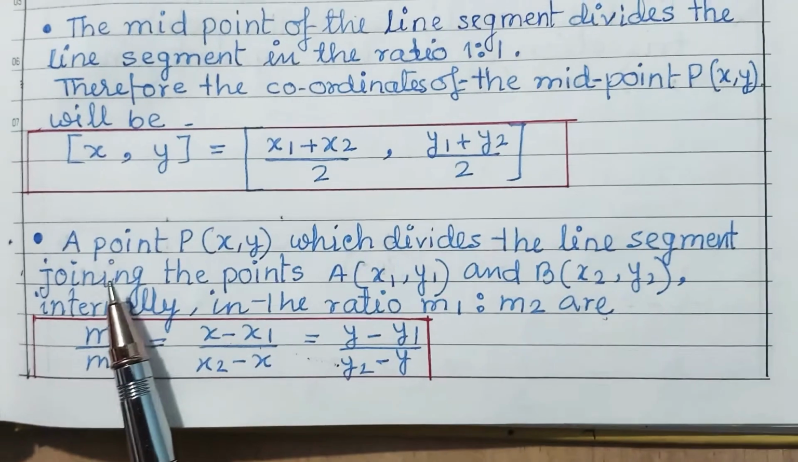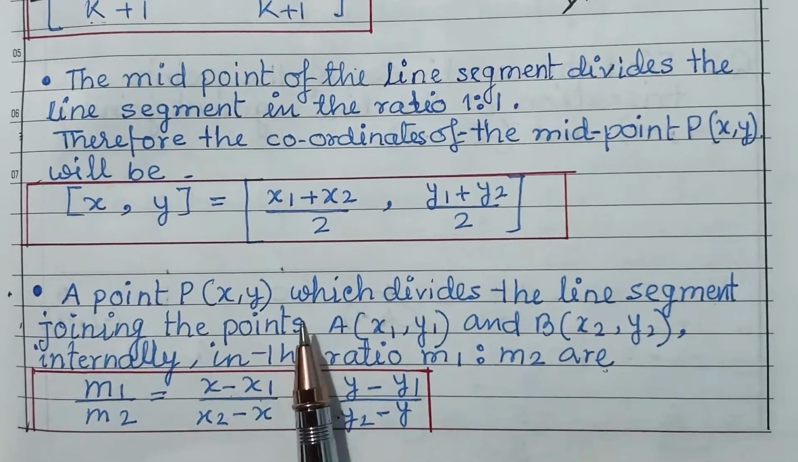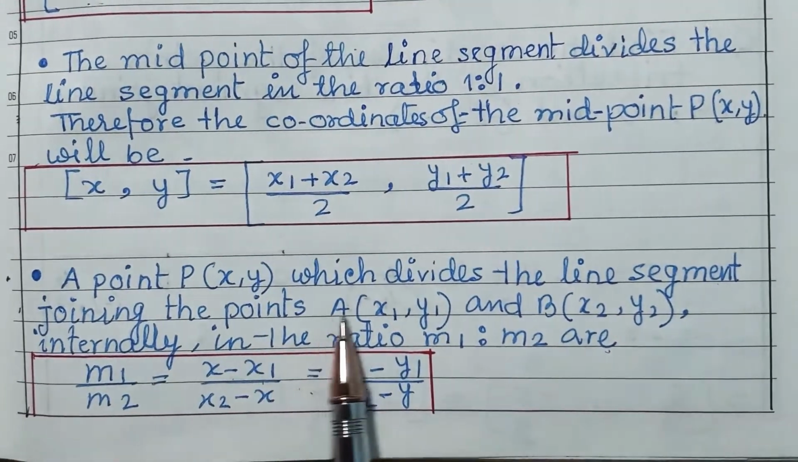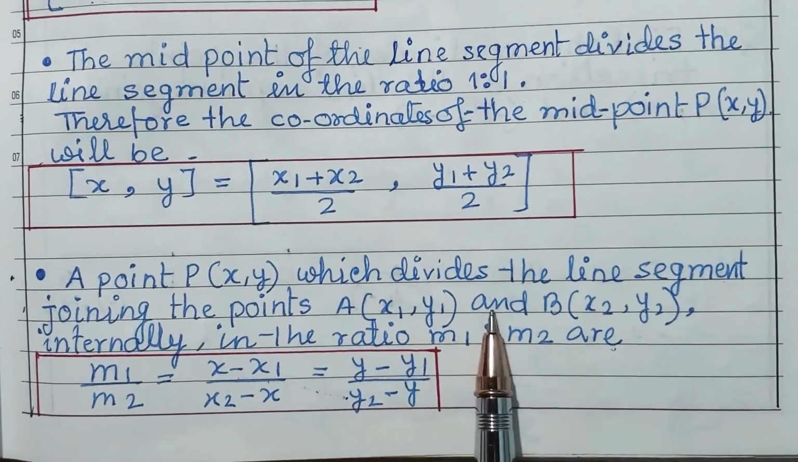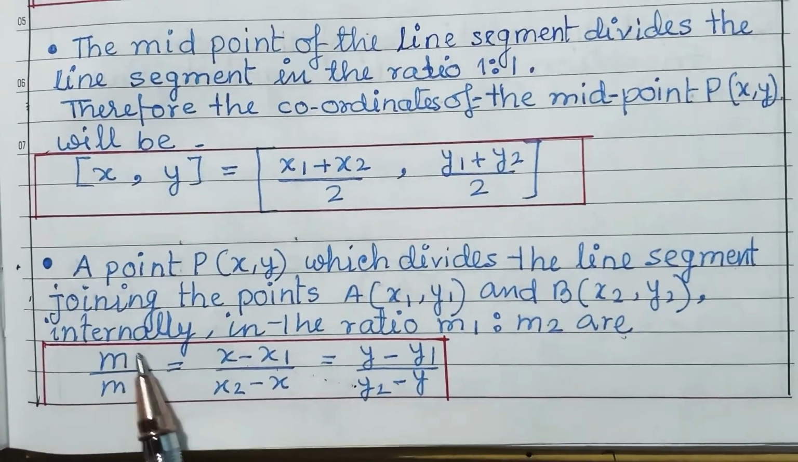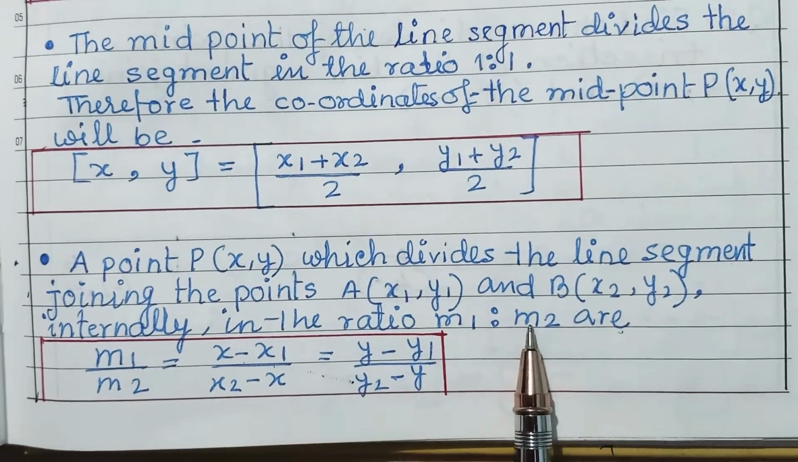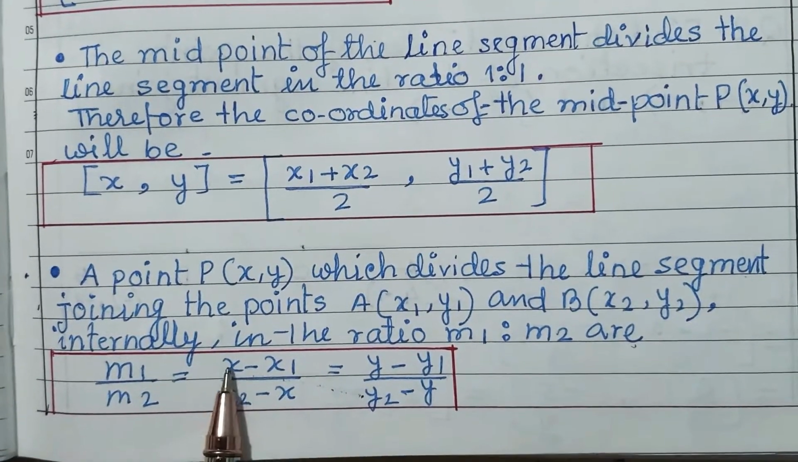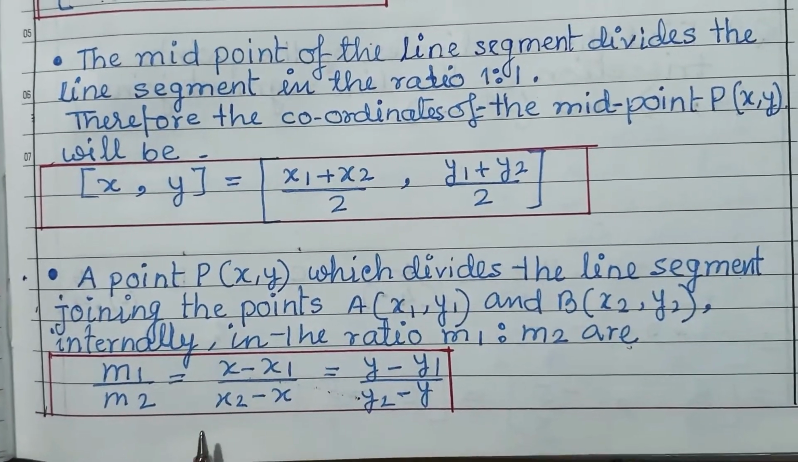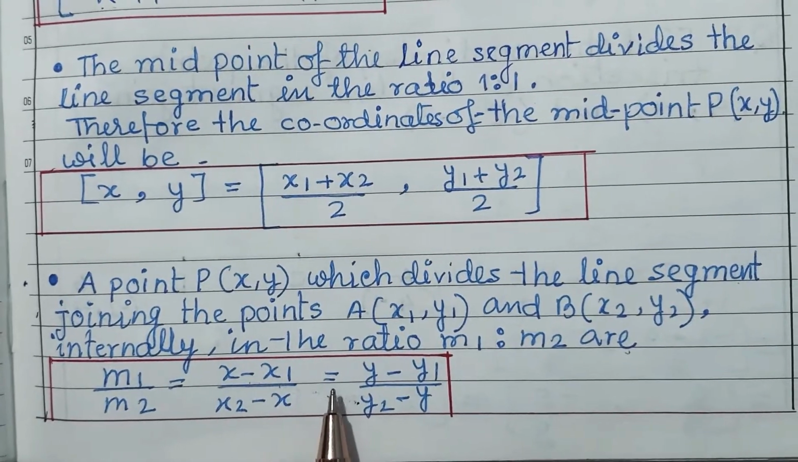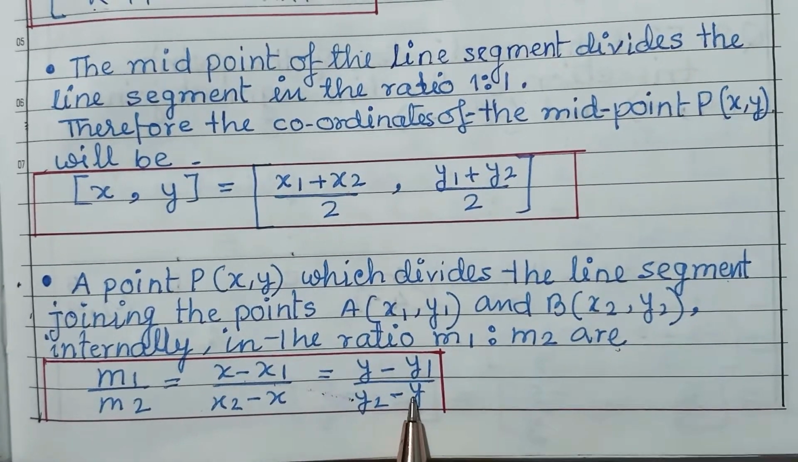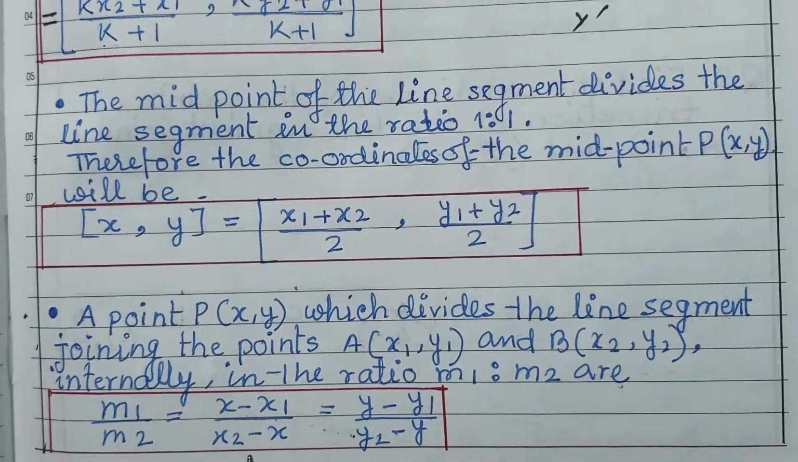Now, a point P(x, y) which divides the line segment joining the points A(x1, y1) and B(x2, y2) internally in the ratio m1:m2, then the ratio m1 upon m2 is equal to (x minus x1) upon (x2 minus x), or you can write (y minus y1) upon (y2 minus y). These are the formulas you must learn. Please learn these formulas.